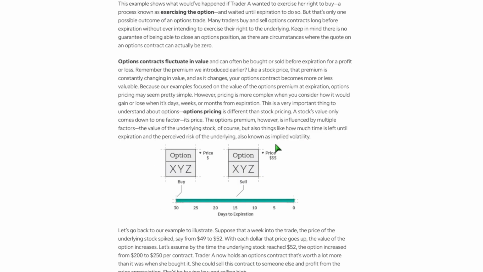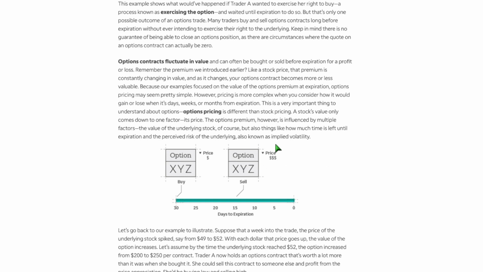This example shows what would have happened if trader A wanted to exercise her right to buy, a process known as exercising the option, and waited until expiration to do so. But that's only one possible outcome of an options trade. Many traders buy and sell options contracts long before expiration without ever intending to exercise the right to the underlying. Keep in mind, there is no guarantee of being able to close an options position, as there are circumstances where the quote on an options contract can actually be zero.